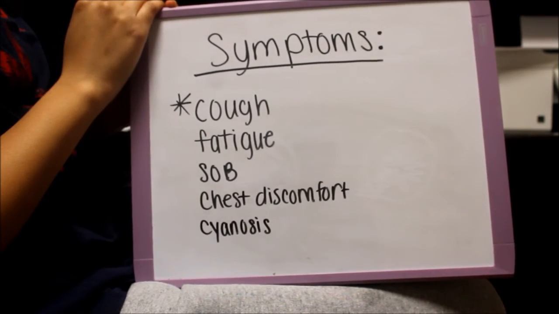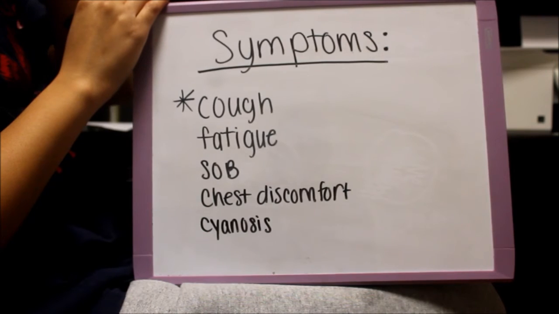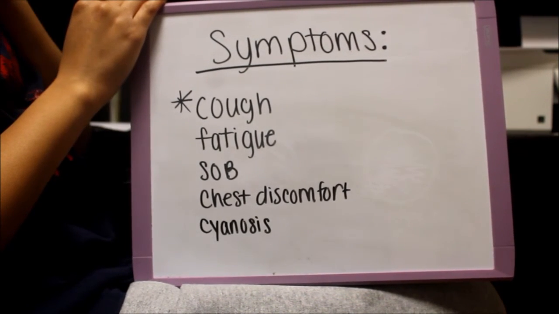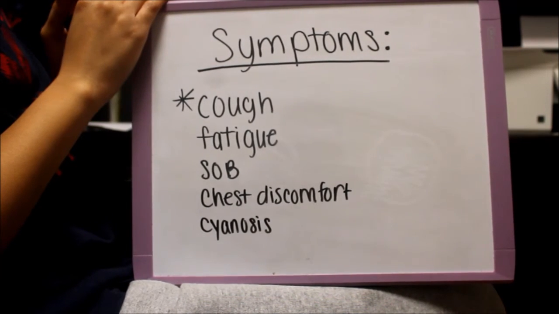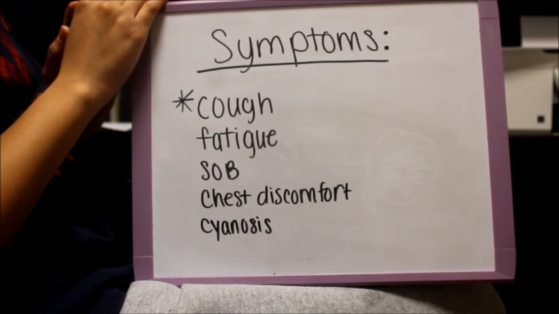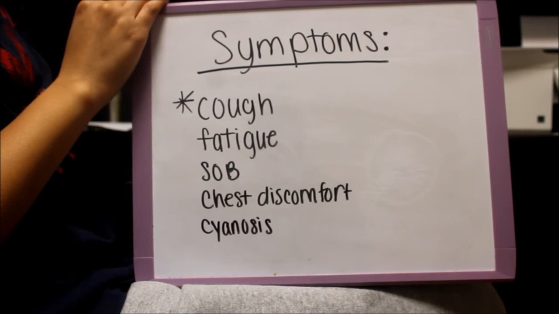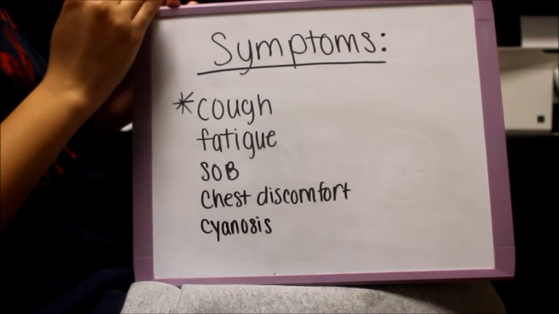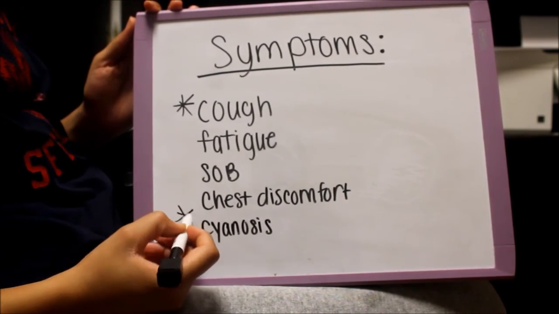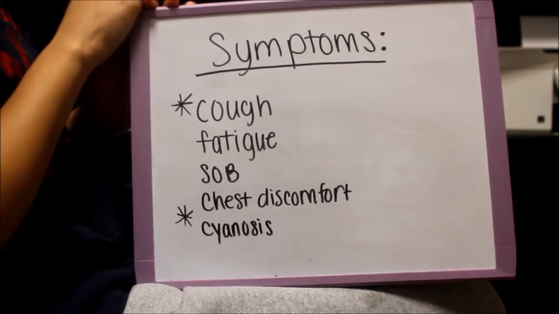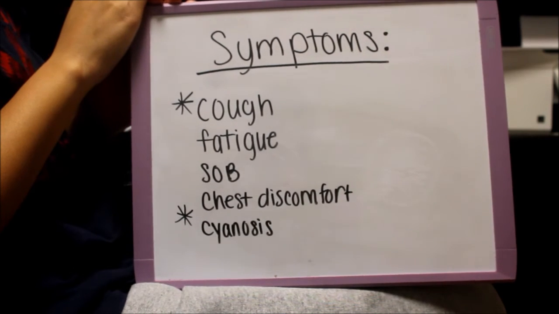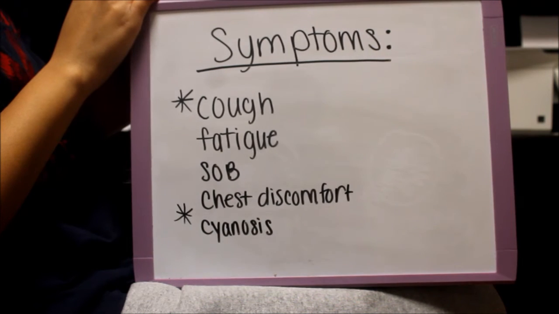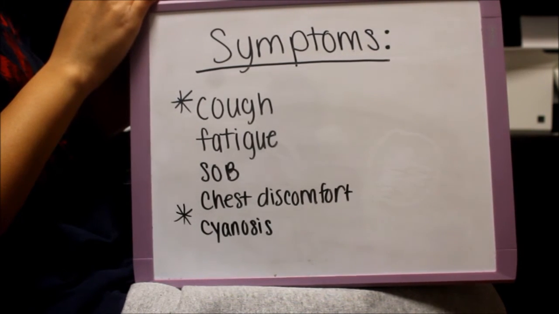And it's not going to be any regular cough. We're going to notice a cough that's very productive, which means they're going to have some mucus and sputum coming up with that cough. And we're also going to notice that our patient is very fatigued and has shortness of breath and some chest discomfort. And we're also going to notice cyanosis. That's a blue color. And we're going to notice this because of the lack of O2 that the person is getting due to their bronchioles being so constricted.